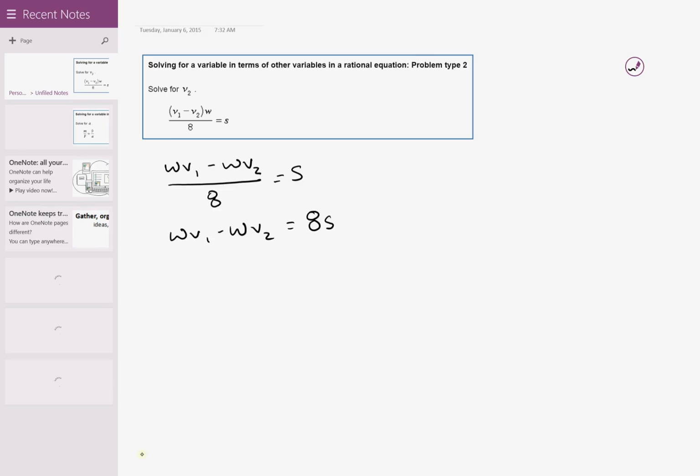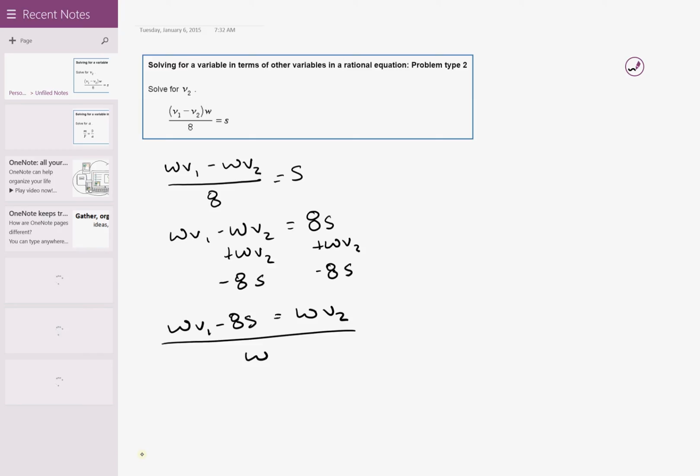I want to solve for V2. I'm going to add WV2 to both sides and subtract 8S from both sides. And that leaves me with WV1 minus 8S is equal to WV2. And then divide the entire equation by W. That leaves me with WV1 minus 8S over W is equal to V2.